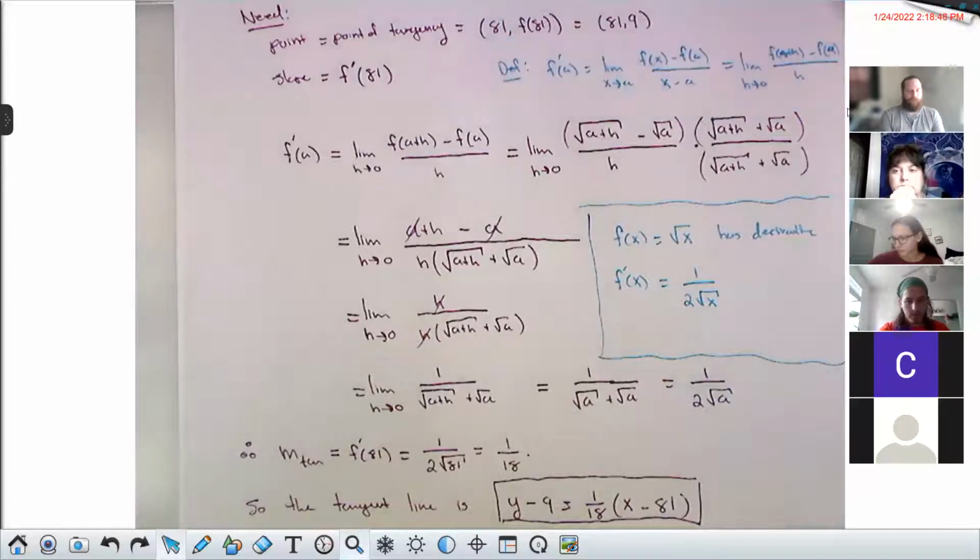Can I ask a general question on the process? Yeah. So basically you take the derivative, which involves taking the limit, and then once you get that, you substitute your value to get the slope, and then after that, you just put it into the point-slope formula. Yep. Okay. Yeah, that was sort of the procedure here.